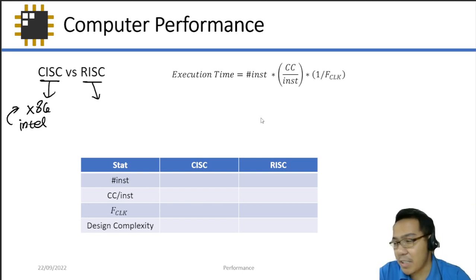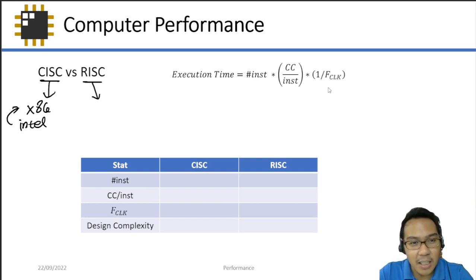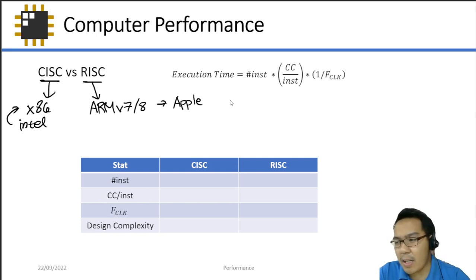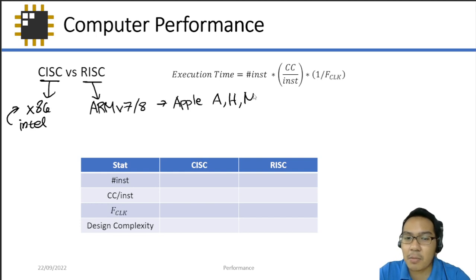RISC, on the other hand, is what we are studying right now in 153, which is ARM. Maybe V7, maybe V8. This is used by Apple with, I think, virtually all of its stuff. That's Apple A, Apple H, Apple M. Apple M is the latest one.